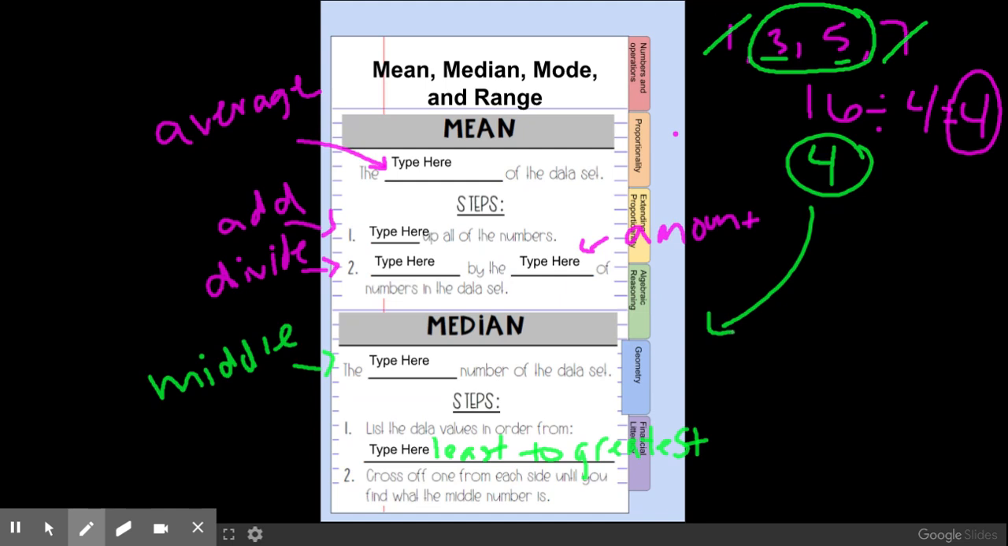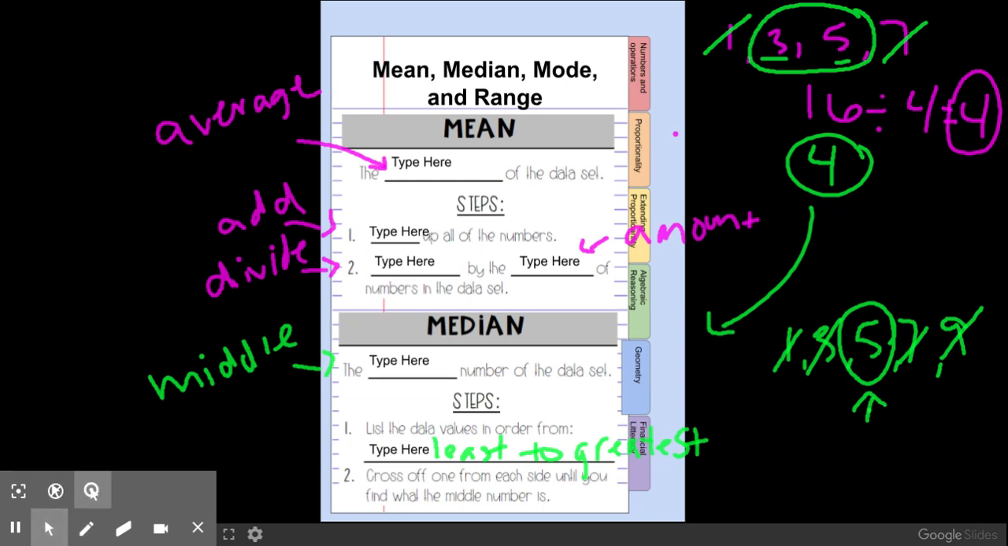for that data set. Now, if I gave you 1, 3, 5, 7, and 9, then we cross off one on each side, and we're left with just that 5 in the middle. Okay. So then that would be our median right there. So it depends on how many numbers you have. Okay. All right, so that's mean and median.